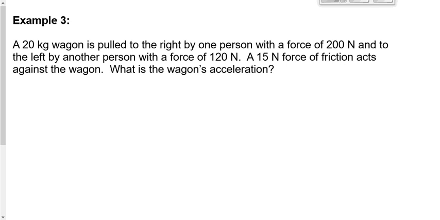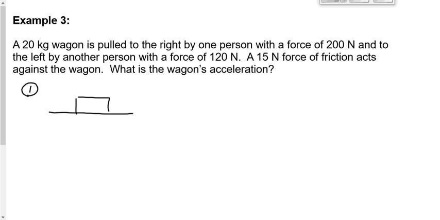This question says, a 20-kilogram wagon is pulled to the right by one person with a force of 200 newtons, and it's pulled to the left by another person with a force of 120. There's a force of friction that acts against the wagon. What's the wagon's acceleration? Step 1, and I'm going to explicitly label that as step 1, draw a free body diagram. Here's the wagon. It doesn't have to look like a wagon. It doesn't have to have wheels. It doesn't matter what it looks like. It's an object. It's a 20-kilogram wagon. It's a 20-kilogram rock. Who cares? Same thing.